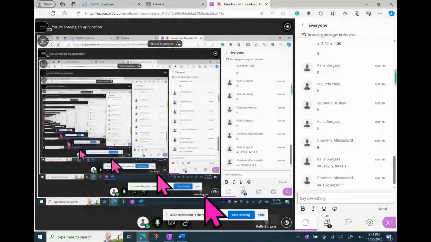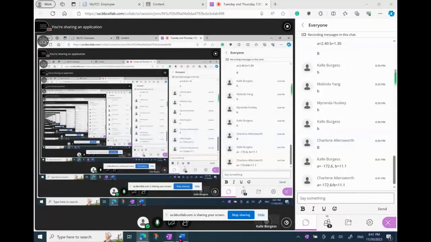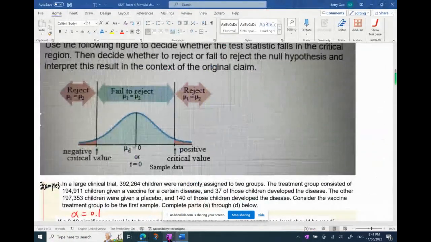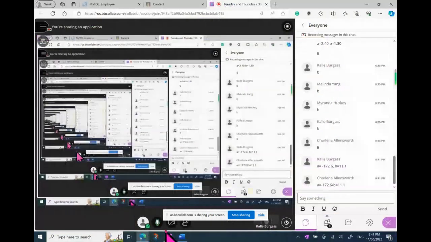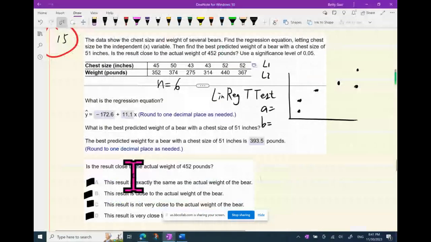Okay, let's see. A is negative 172.6, B is 11.1. Kelly and Charlie have exactly the same thing. Is that the same as yours? Yay. Same, right? Yeah. How do we know if this is a good model or not?